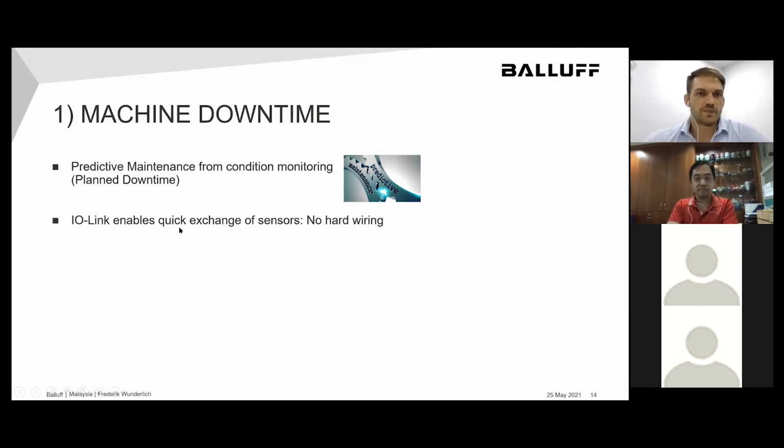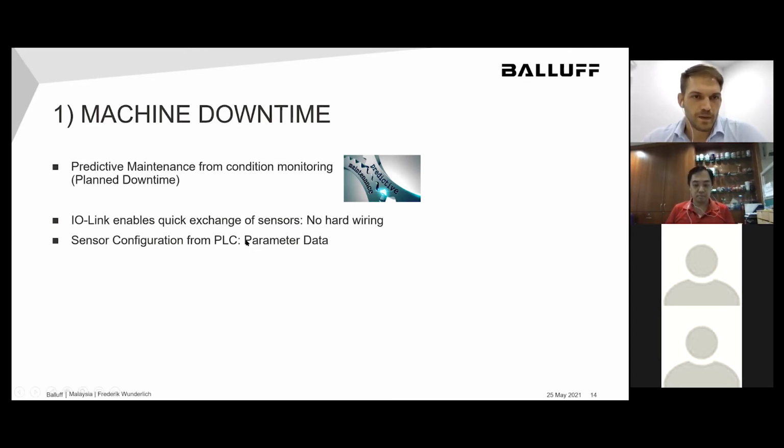Also, IO-Link enables a quick exchange of sensors. So I didn't mention it yet, but every connector is actually standardized to M12 and with this 4-pin or 3-wire cable, as I said. So it means the cable is always standardized, so you do not really need a hard wiring process. Everything is with the same connector type.